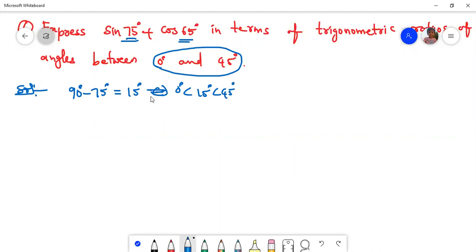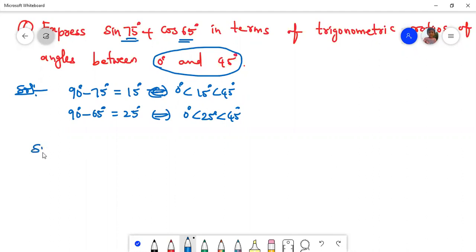Okay. And for 65 degrees, we can take 90 degrees minus 65 degrees is equal to 25 degrees. Okay. So 25 degrees is also 0 degrees less than 25 degrees less than 45 degrees. If we take the given ratios in the complement form, then those angles lie in between 0 degrees and 45 degrees. That is our idea, by observing the question only.